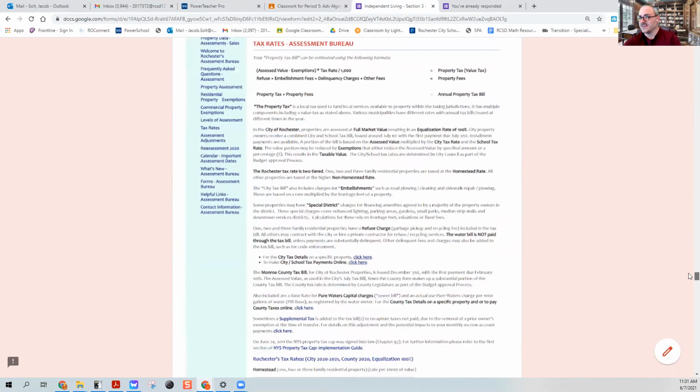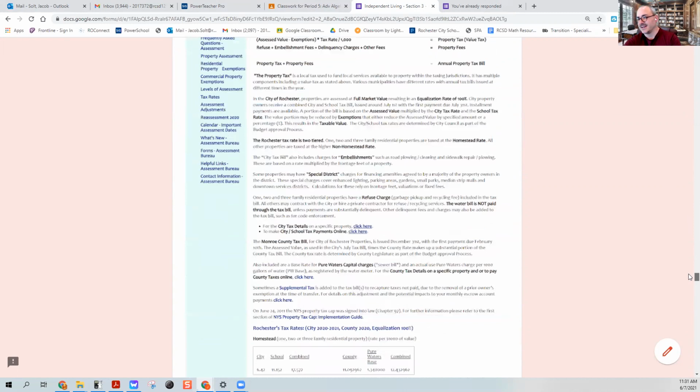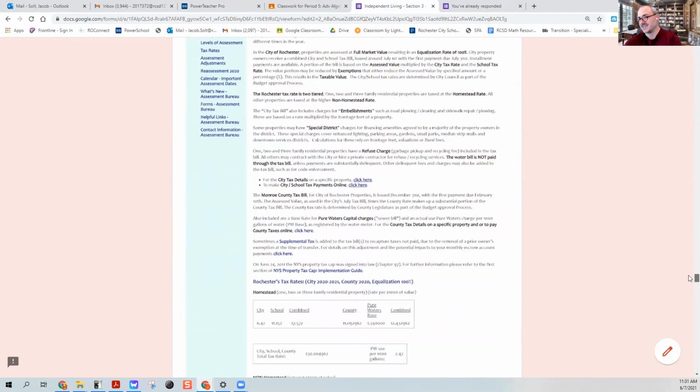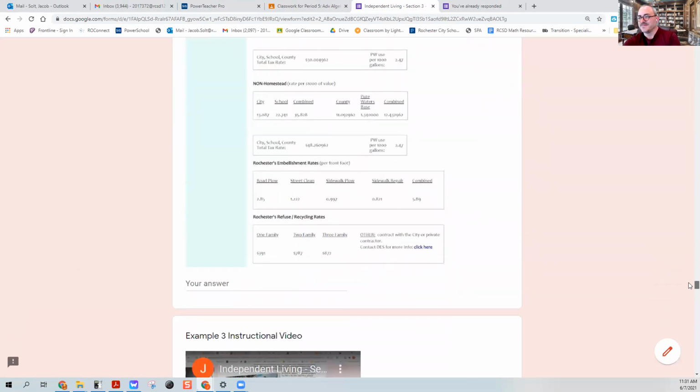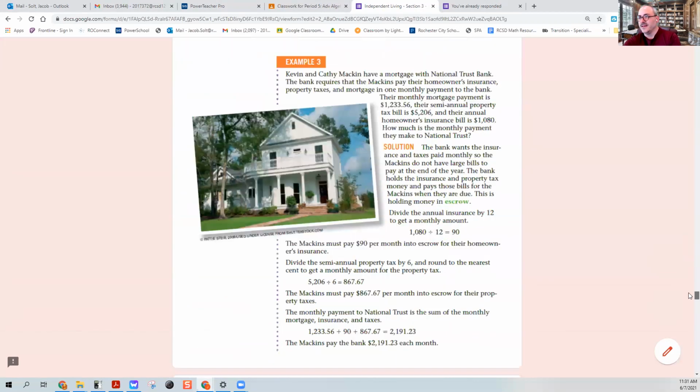Calculated all those. There was property tax, county tax, city tax, school tax. There was water tax, there was recycling and refuse, there was embellishment. Then example 3, that's just Friday, I believe. This is where we took the annual prices and divided them by 12 to find the monthly, or took the semi-annual prices divided by 6 to find the monthly, and then added up the mortgage plus the insurance plus the taxes to find out that monthly cost of owning a home.